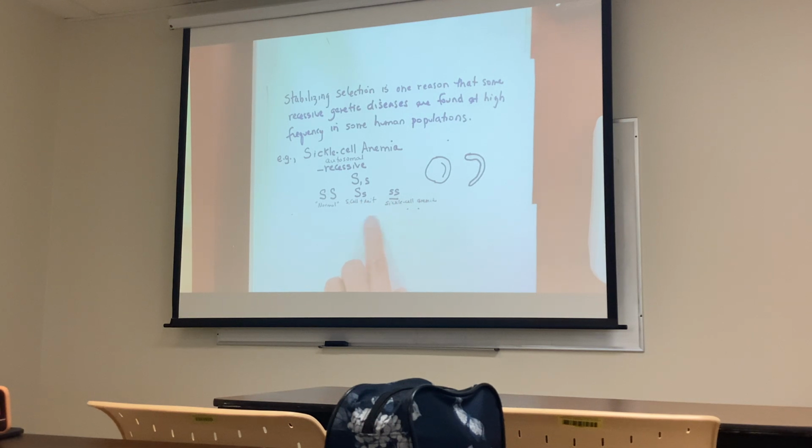If you're little s, you have sickle cell anemia. If you're big S, you are unaffected. I hate that term, normal. You're not abnormal if you have this. If you're heterozygous, you don't do as well as these individuals under certain conditions, and you have sickle cell trait. So what happens here?